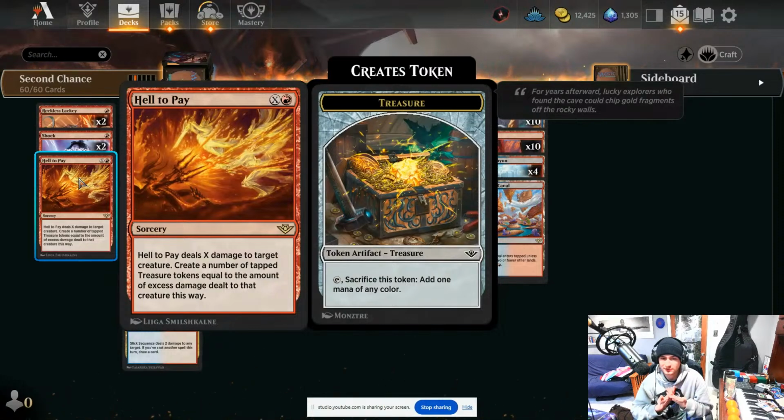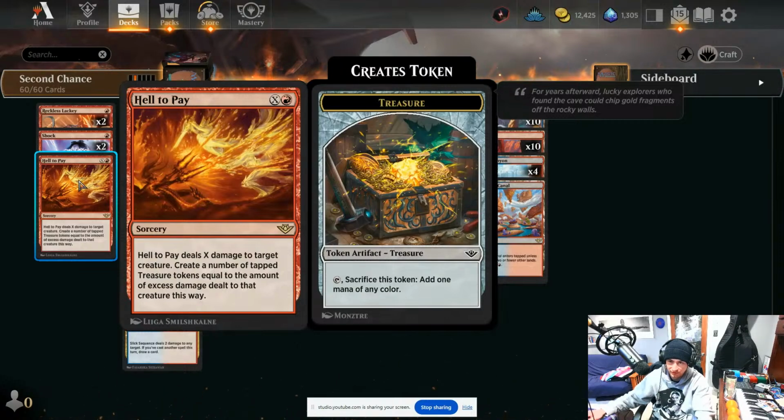So for example, this card is called Hell to Pay. It's X and a red for a sorcery. Hell to Pay deals X damage to target creature. Create a number of tapped treasure tokens equal to the amount of excess damage dealt to that creature this way. So you can imagine this lady is burning her foes with fire, and any excess fire that shoots off of her enemies, that doesn't burn them, just turns into golden coins and falls to the ground.